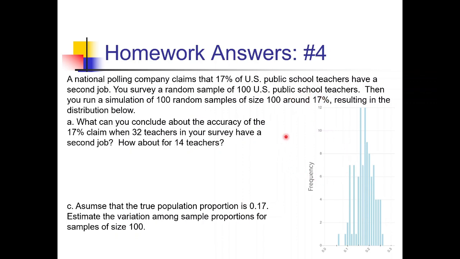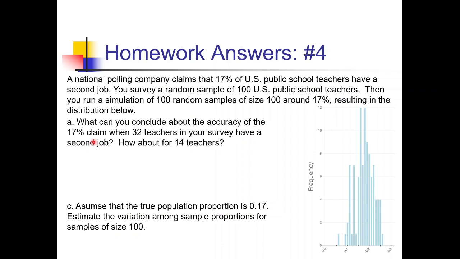So basically, if we had a 17% chance of getting someone to say yes to this question every single time, these are the different distribution, the different probabilities that we would have gotten each time out of 100. So we want to know what we can conclude about the accuracy of the 17% claim when 32 teachers in the survey have a second job.